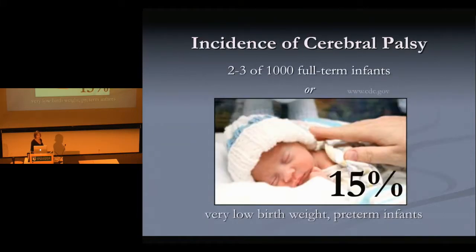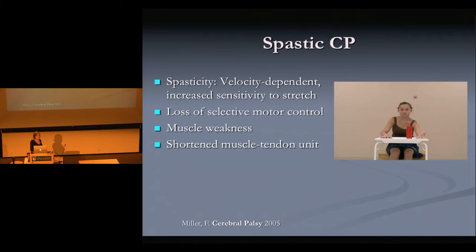The incidence of cerebral palsy is 2 to 3 out of 1,000 full-term infants. But that number jumps dramatically when we look at low birth weight, very low birth weight preterm infants. It's 15% of these children born before 32 weeks gestation and weighing less than 1,500 grams, which is about 3.5 pounds. Cerebral palsy varies in terms of severity and topographical distribution, which means which limbs are affected, as well as the specific type of movement disorder that's associated with it.